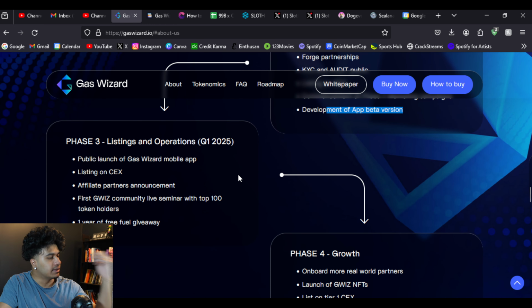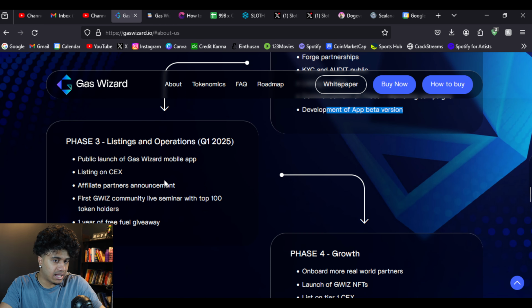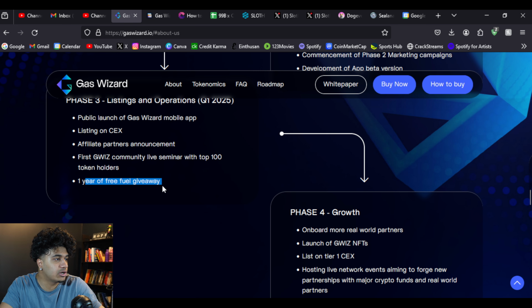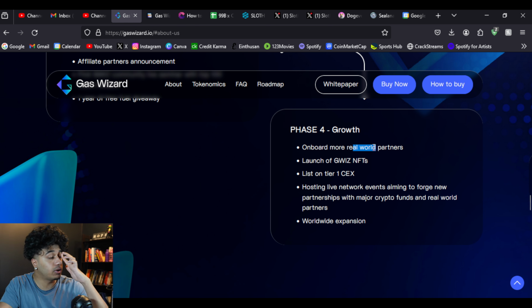Then phase three, which is going to be happening early next year: public launch of the Gas Wizard app, listing on centralized exchanges, partner announcements, a community live seminar with the top 100 token holders, and a one-year free fuel giveaway, which is actually going to be huge. A lot of people will probably have their lives changed by that. Pretty cool to see. Phase four is going to be growth: more partners, the NFTs that they have planned, which are going to be interesting, a listing on tier one centralized exchanges, and some more expansion and events.